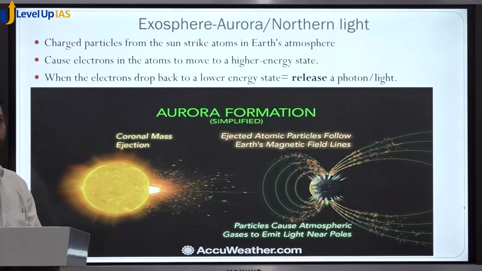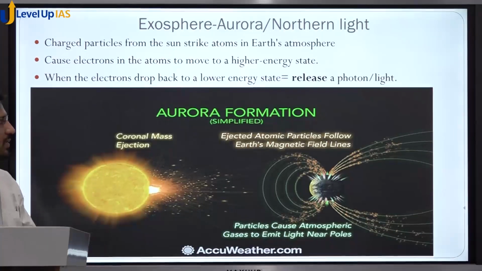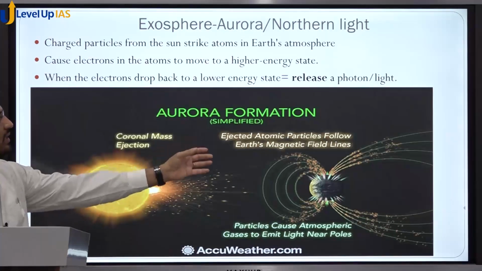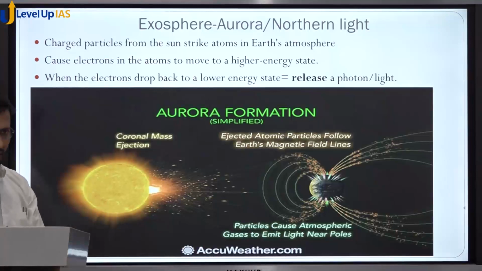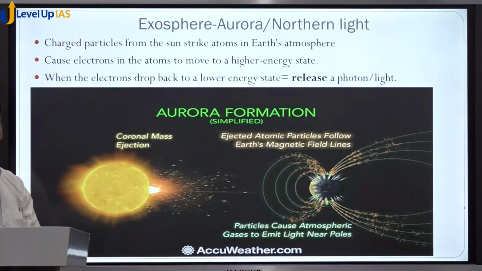Okay. So near the poles, what happens? Near the poles, the height of the atmosphere is very less. So near the pole, these charged particles ejected by the sun interact with the earth's magnetic field and the gases which are there in the monatomic form over there. So when they interact with the gases, gases gain energy from these charged particles.